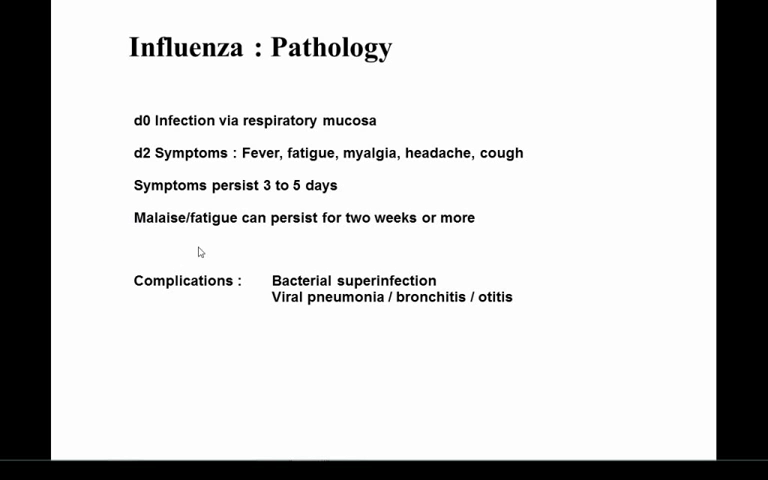However, things can get worse. If you start off with influenza, then it can be complicated by a bacterial infection, or if the virus leaves the upper respiratory tract and comes down into the lungs, you can get pneumonia, and this can be more serious.